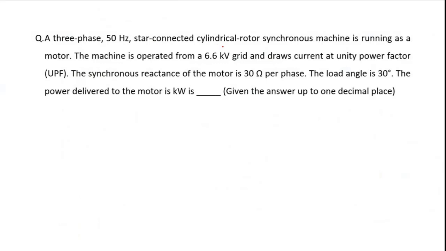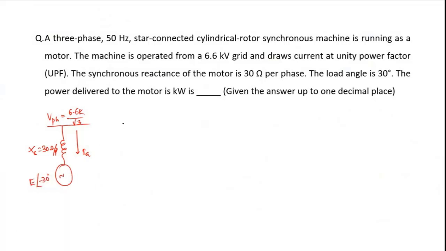Now, a three-phase 50 Hz star-connected cylindrical rotor synchronous machine is running as a motor. The machine is operated from a 6.6 kV grid. So the per phase voltage is 6.6 kV divided by √3, and it draws current at unity power factor. It has a synchronous reactance of 30 ohms per phase. The load angle is 30 degrees, of course minus 30 degrees. Now it's asking what is the power delivered to the motor.